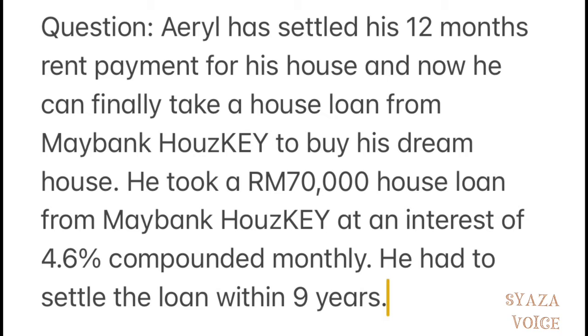Now for the question: Errol has settled his 12 months rent payment for his house and can finally take a house loan from Maybank Howski to buy his dream house. He took a 70,000 house loan from Maybank Howski at an interest of 4.6%, compounded monthly. He had to settle the loan within 9 years. Now we proceed to the next slide.